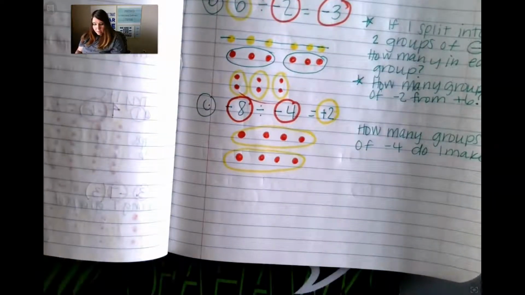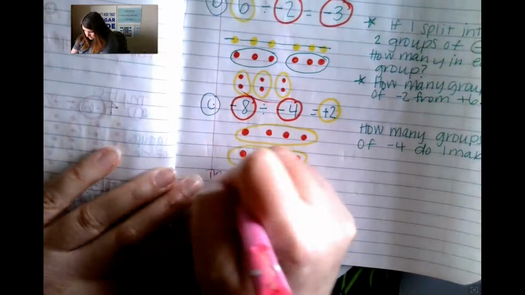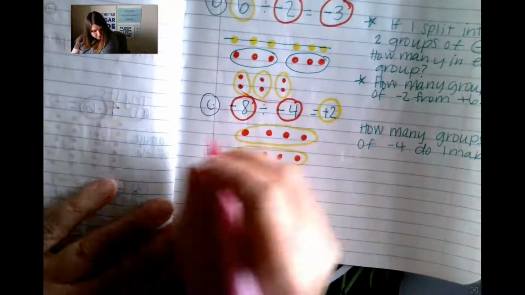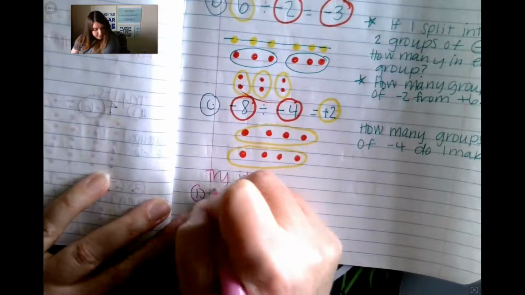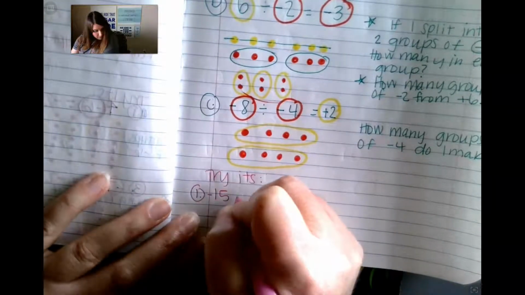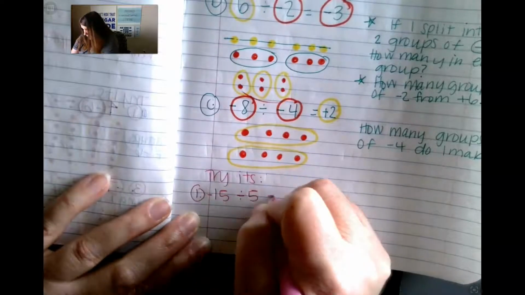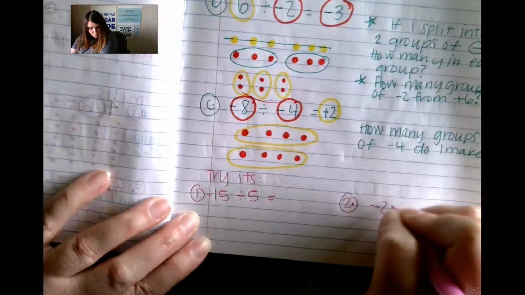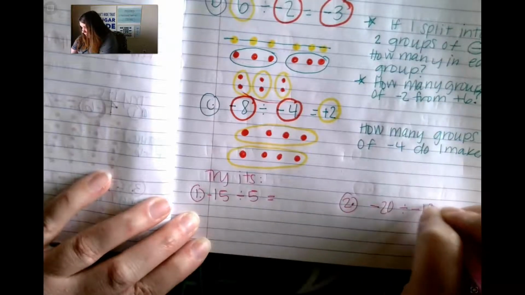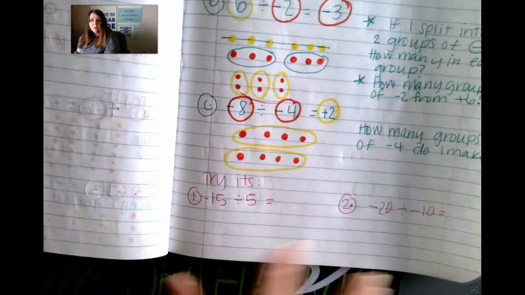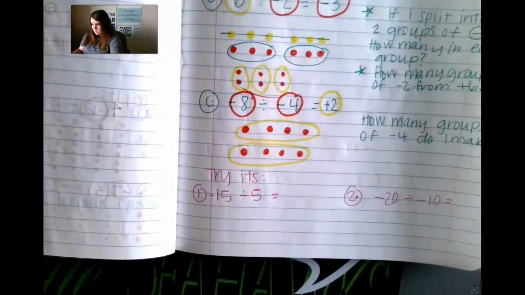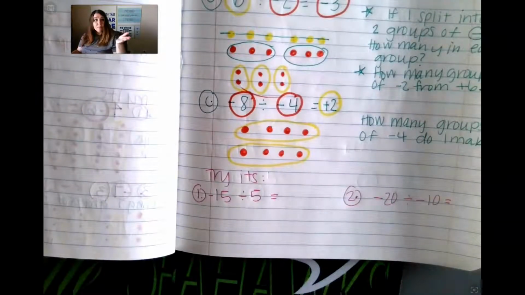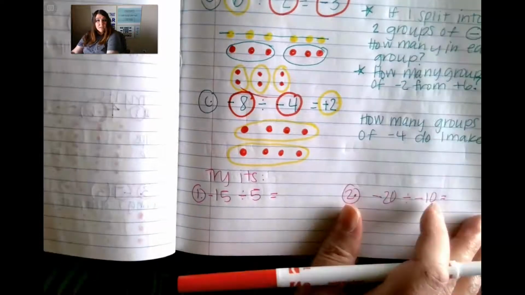Okay, our try-its for today. Number 1 is -15 divided by 5. We want to know what that one equals. And number 2, -20 divided by -10. And what does that equal? All right, so number 1, go ahead and hit pause right now so you don't hear me solving these problems for you.